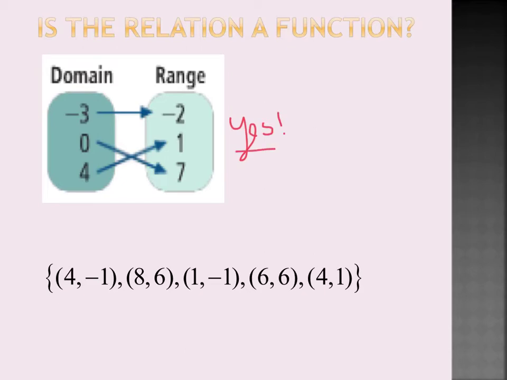Now down here I have ordered pairs. So first let's look at the domain. We have 4, 8, 1, 6, and 4 again. Notice how 4 is repeated twice, which means 4 is being mapped to 1 and 4 is being mapped to -1. So that x value has more than one y value, so no, this is not going to be a function.